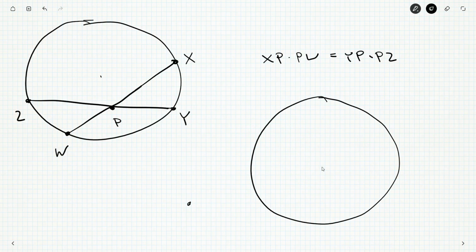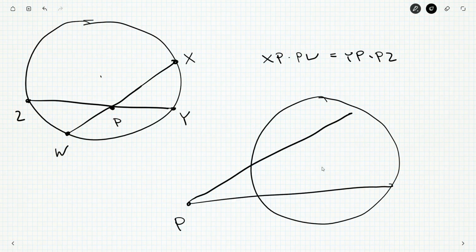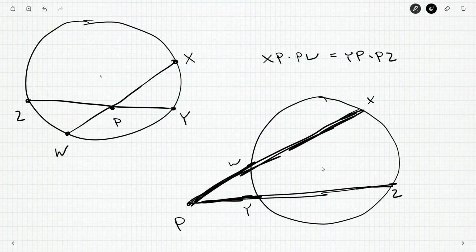Okay. If I have a point P outside the circle, and I have two chords, XW and YZ, the same result still holds. XW: PW times PX, which is longer, is the same product as PY times PZ.